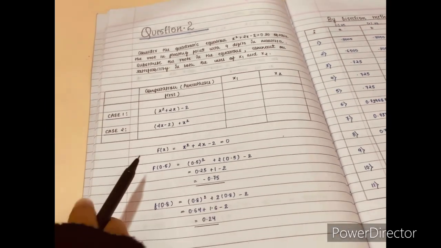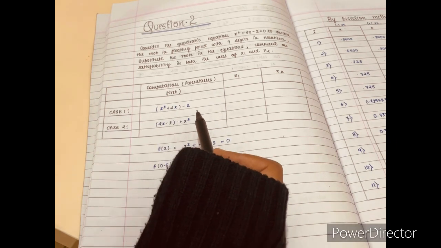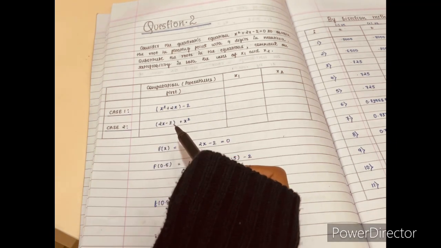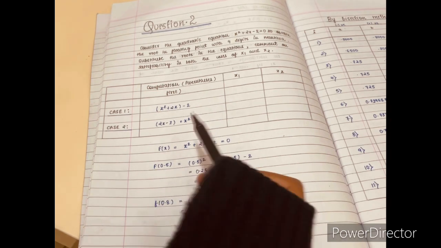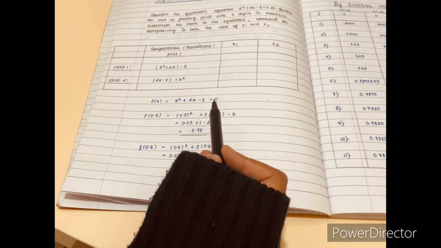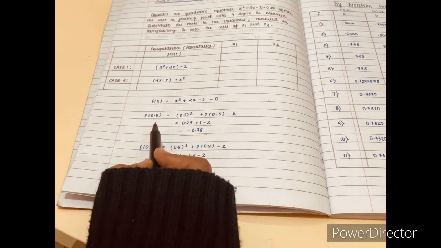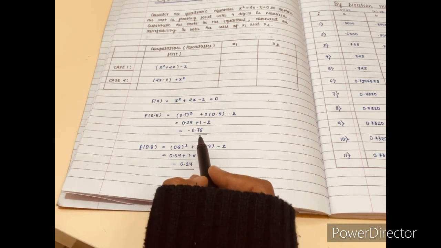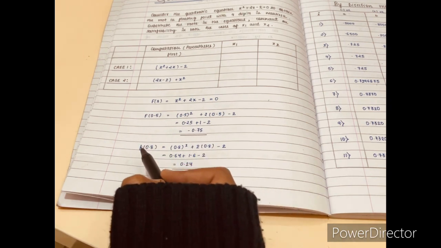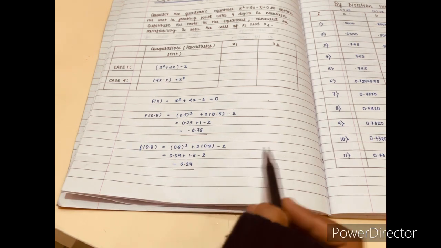The two cases are given. The computation of case 1 is x square plus 2x minus 2, and the computation of case 2 is 2x minus 2 plus x square. The function is x square plus 2x minus 2 equals 0. We will find the value at which the function is negative and the value at which it is positive. At f of 0.5 the function is negative, that is minus 0.75, and at f of 0.8 the function is positive, that is 0.24.